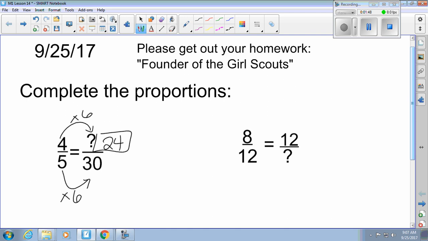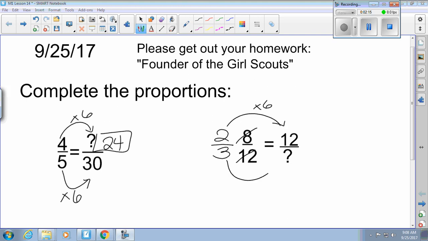Okay, so hold on. Simplify this to 2 to 3. Maybe some people did 4 to 6 too. Either way, it's fine. And then to get from 2 to 12, what did you do? I multiplied by 6. Very good. So 3 times 6 is 18. Nice job. All right. Okay, so 2 times 6 is 12. 3 times 6 is 18. So our missing number was 18. Any questions on that? Who here had that right?